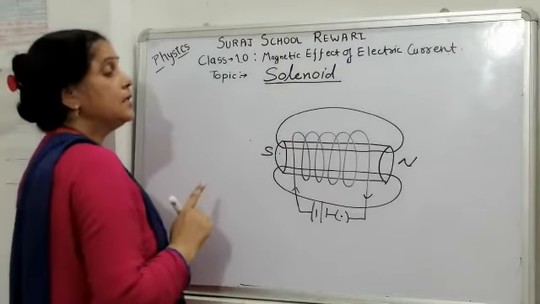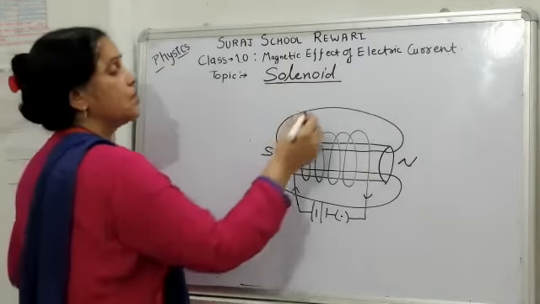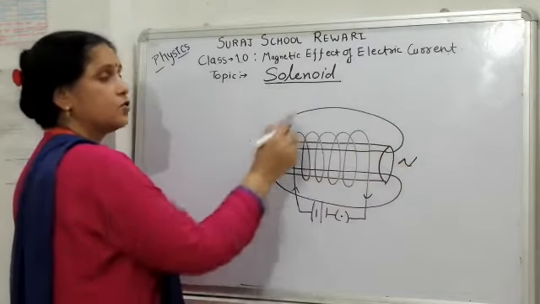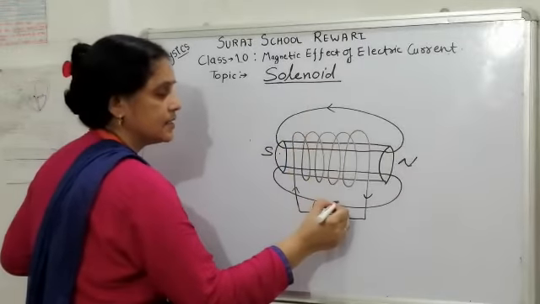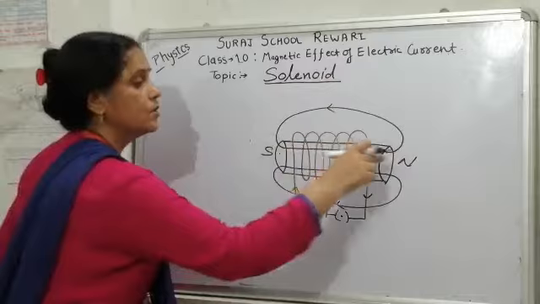We know that the magnetic field lines are directed from north pole to south pole. So it is the north pole, it is the south pole. So the direction is this. Directed from north pole to south pole.